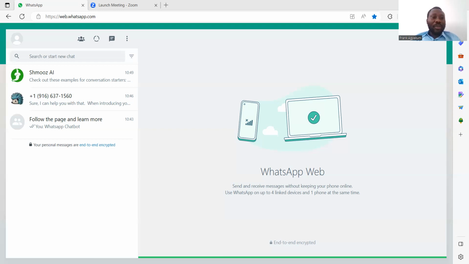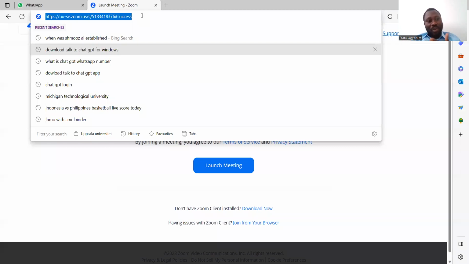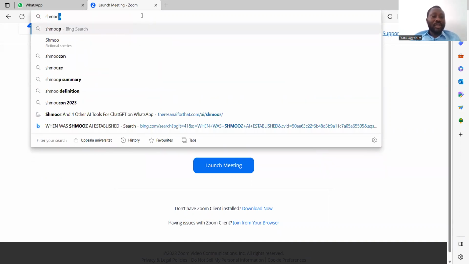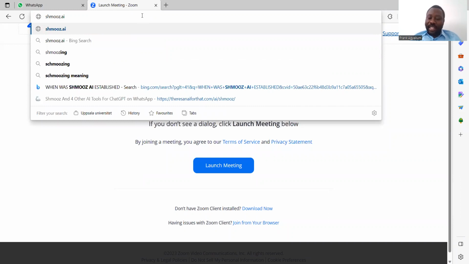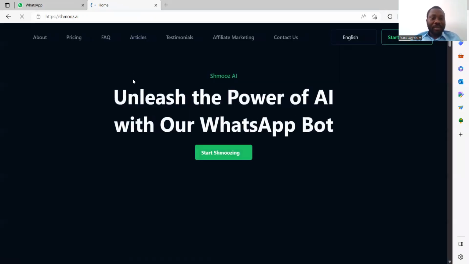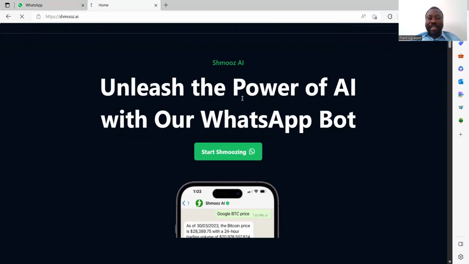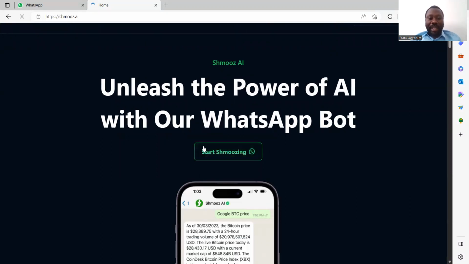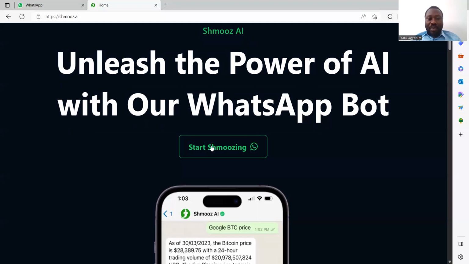What we can do is easily go to Google, then find these two WhatsApp chatbots. One is Shmooz. So you enter shmooz.ai, then you press enter to search for it. Now you get it here. Unleash the power of AI with our WhatsApp chatbot. So you can click on start Shmooz-ai. Once you click on start Shmooz-ai, it takes you to your WhatsApp account.